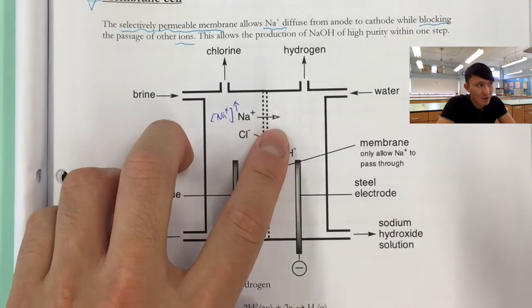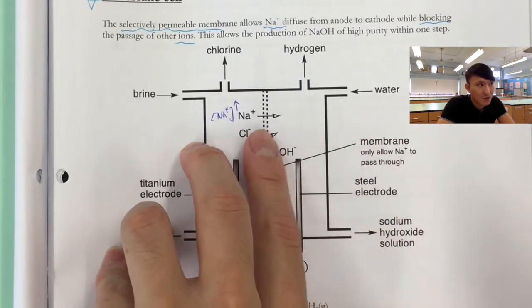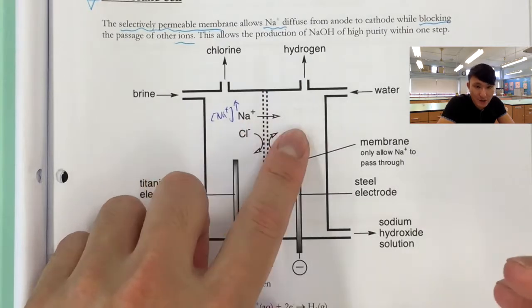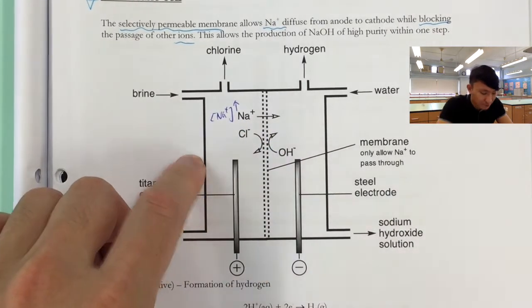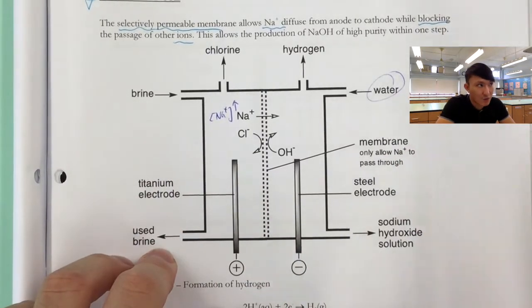Okay? Now that works because the selectively permeable membrane allows the Na to pass through. So that would be the movement of sodium ion from left to right. Okay? Now, on the right-hand side here, you notice that we add water.